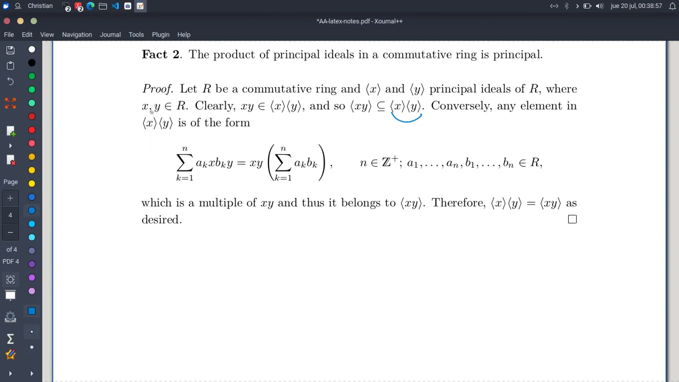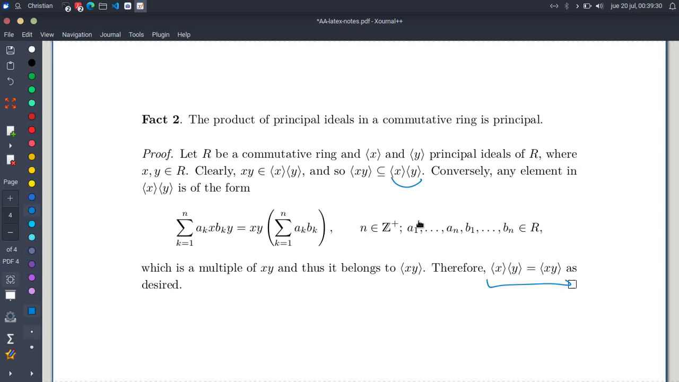But the elements of this ideal are multiples of X, and the elements of this ideal are multiples of Y. So here we have multiples of X and multiples of Y. We can factor this and get that this sum equals a multiple of xy, and because it is a multiple of xy, it is in the ideal generated by the product xy. So indeed we have that the converse inclusion holds, and therefore the equality holds, and that completes the proof. Thank you so much.